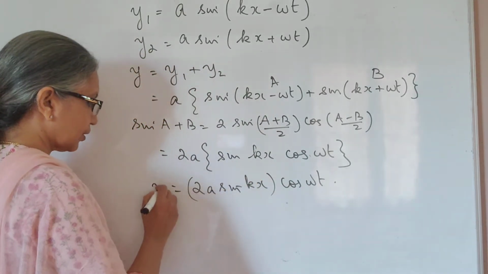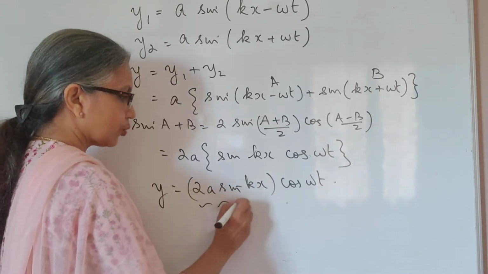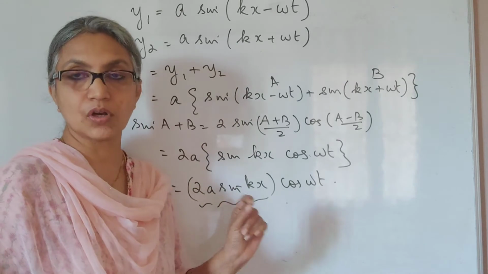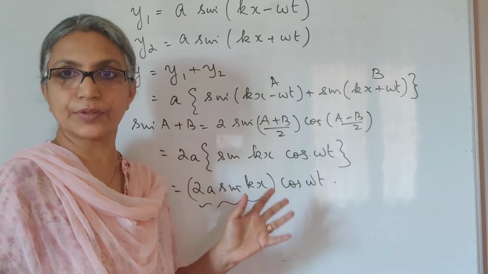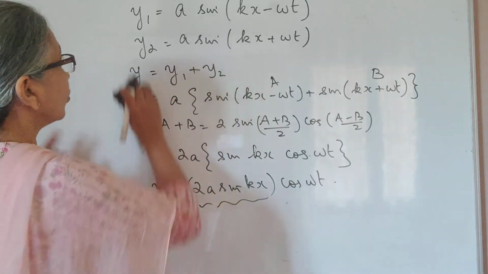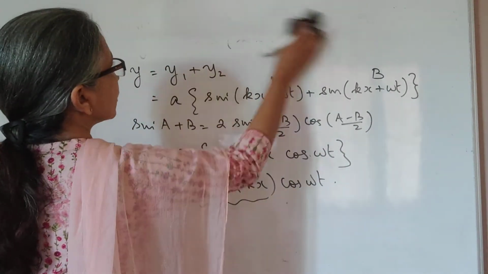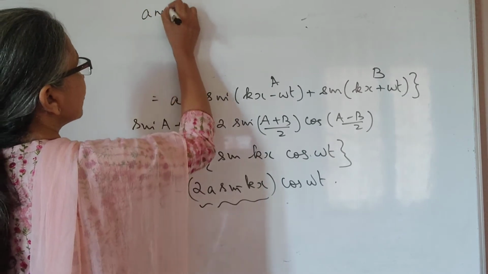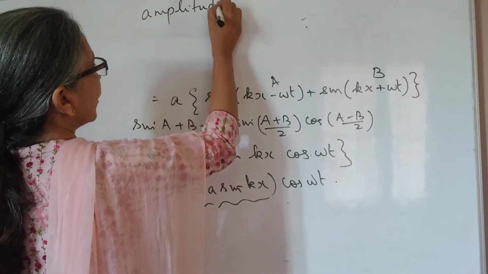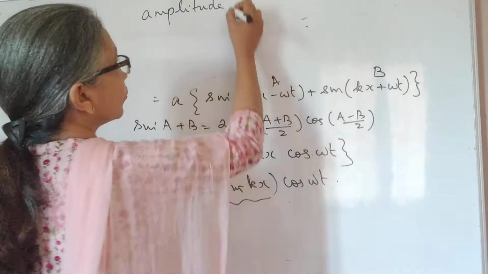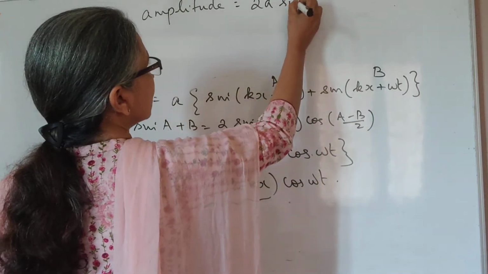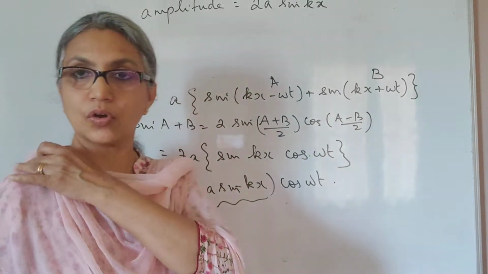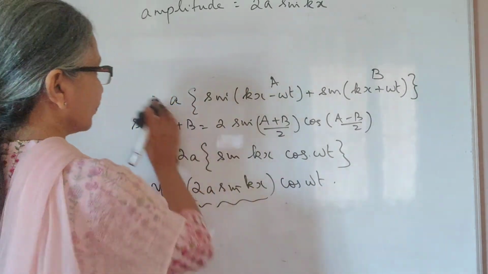So for this wave, this happens to be the amplitude, and you can see that the amplitude depends on the position of the particle from the origin, x. Let us see what happens here. The amplitude of this resultant wave, that is the standing wave or the stationary wave, is 2a sine kx, clearly indicating that the amplitude depends on the position of the particle from the origin.